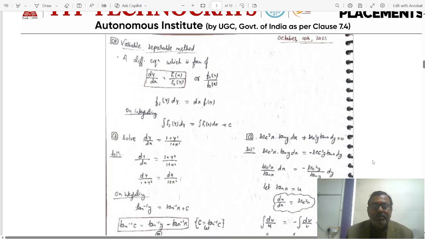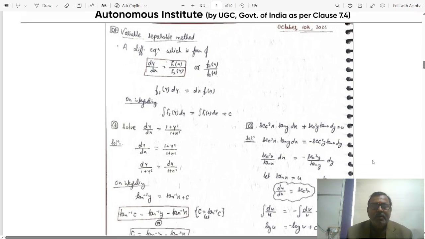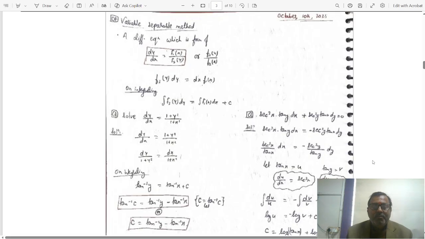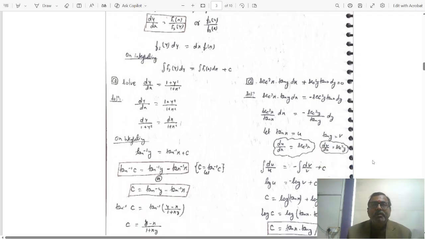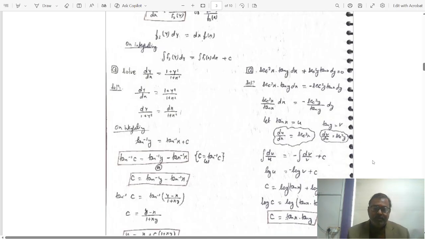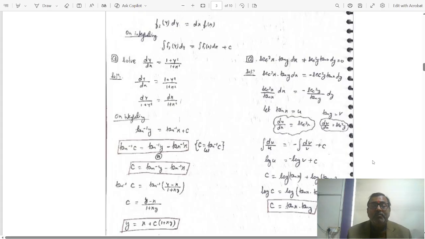For example, now here we solve dy by dx equal to (1 plus y square) upon (1 plus x square). So we can write this as 1 upon (1 plus y square) dy equal to 1 upon (1 plus x square) dx. Now on integrating, the integration of 1 upon (1 plus y square) is tan inverse y, and the integration of 1 upon (1 plus x square) is tan inverse x plus c.